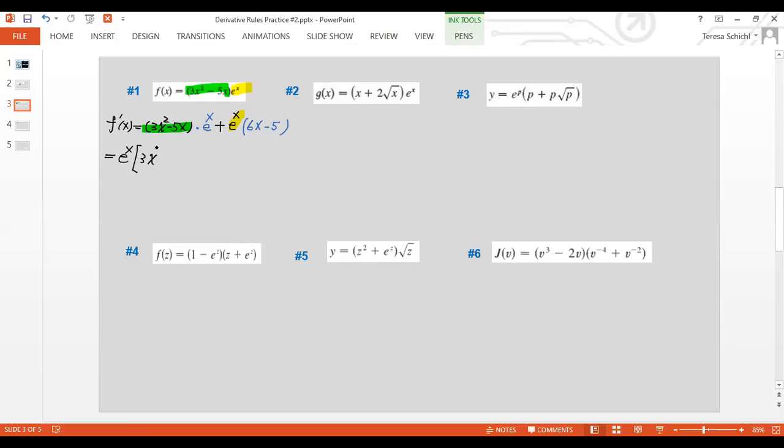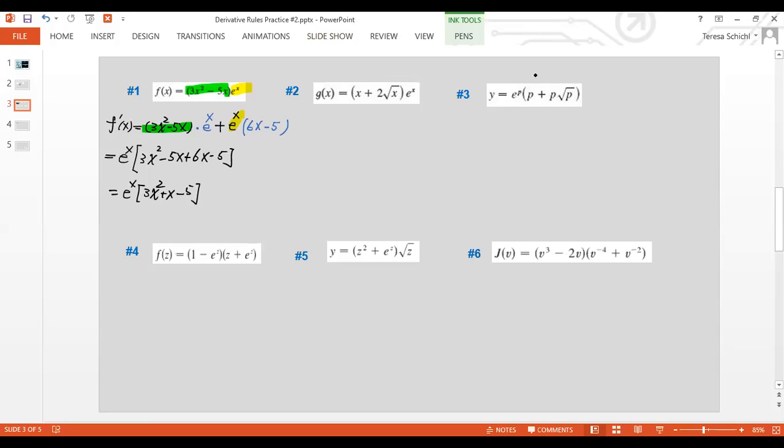So this is 3x squared minus 5x plus 6x minus 5. And then you can simplify, this will be the e^x. So what is this? It's 3x squared plus x minus 5. Okay, now let's take a look at the second one here.